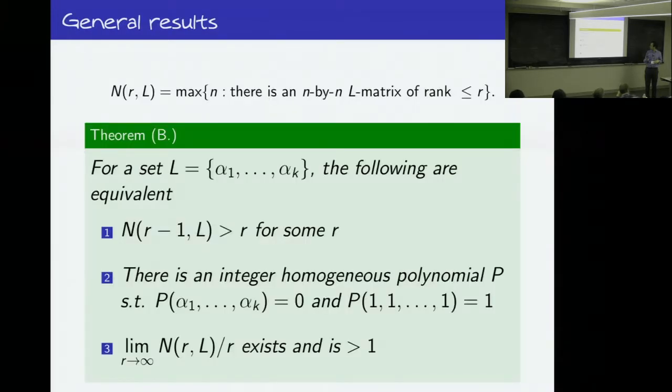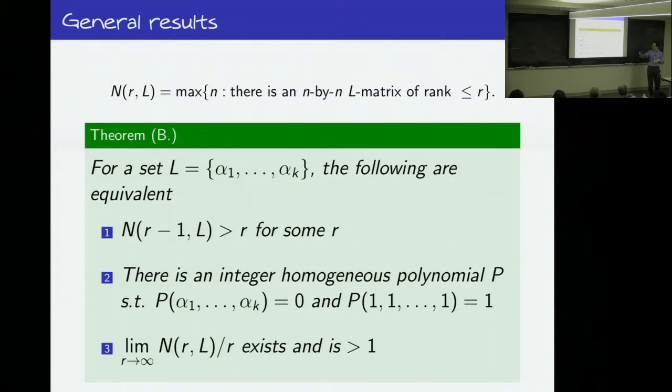So again, let me tell you the results. This will be the first slide that will take a while to explain. Basically, it's a characterization of when there is a non-trivial construction. So for which sets L is there a matrix of large size with entries in that set L? Okay, so let's go slowly for this slide. N is the answer to our question, namely how big can I make a matrix of rank at most R with entries from L. This is what we want to know.